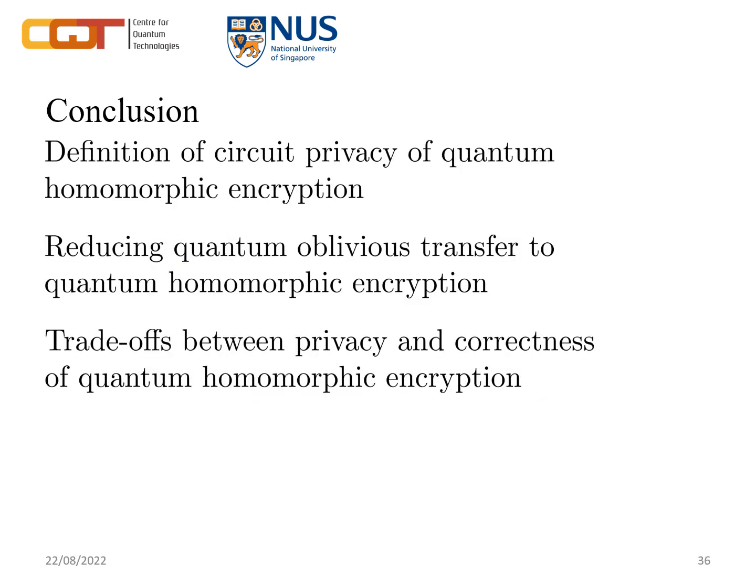So, in conclusion, we have three main contributions in our work. We introduced the formal definition of information-theoretically secure circuit privacy of quantum homomorphic encryption. We then reduced quantum oblivious transfer to quantum homomorphic encryption with this definition of circuit privacy. And we obtain the trade-offs between this privacy and correctness of a broad class of quantum homomorphic encryption, which includes quantum homomorphic encryption allowing Clifford gates.